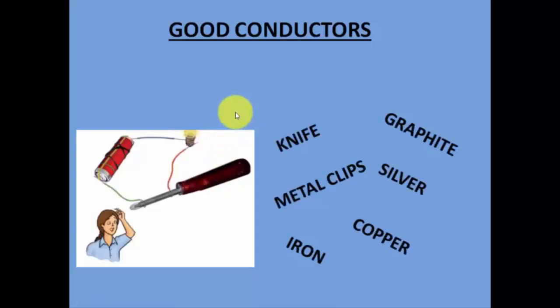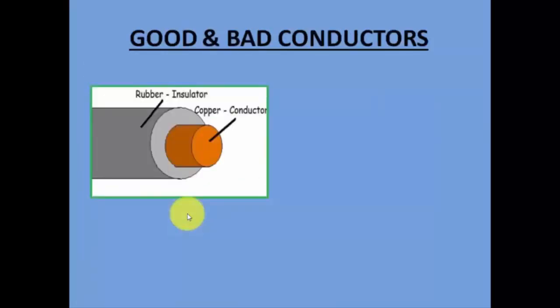So these are good conductors. What are the other good conductors? Let's say instead of this tester, we have a knife connected here. A knife is again a metal. If we connect a knife, immediately the bulb will again glow. That also shows that a knife is a good conductor of electricity. Various other examples of good conductors of electricity are graphite, silver, copper, iron, and metal clips. Mostly metals will be good conductors of electricity, and that can be confirmed by using this simple experiment. Now you must have seen wires in your house.